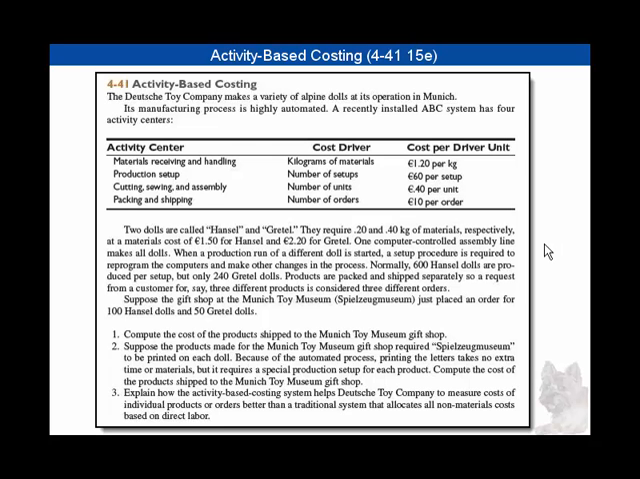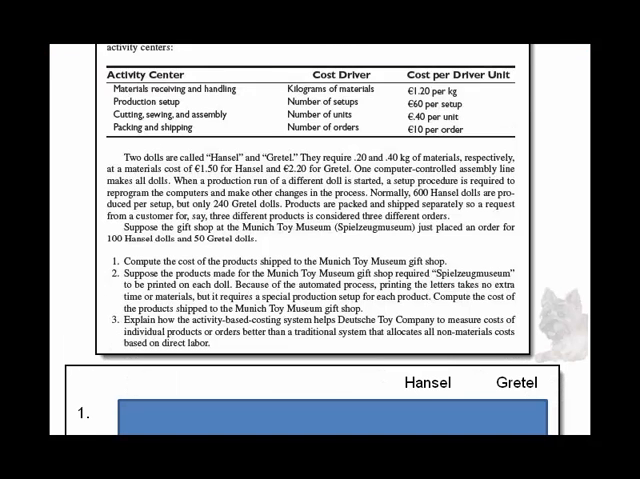Normally, 600 Hansel dolls are produced per setup, but only 240 Gretel dolls. Products are packed and shipped separately, so a request from a customer for, say, 3 different products is considered 3 different orders. Suppose the gift shop at the Munich Toy Museum in the Spitzelgam Museum, sorry, I'm not a very good German reader, just placed an order for 100 Hansel dolls and 50 Gretel dolls. Question 1 says, compute the cost of the product shipped to the Munich Toy Museum gift shop. So with the information in front of us, let me slide down and show you how we would approach that problem.